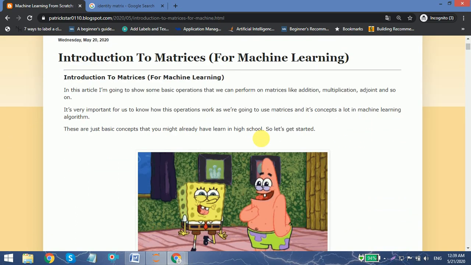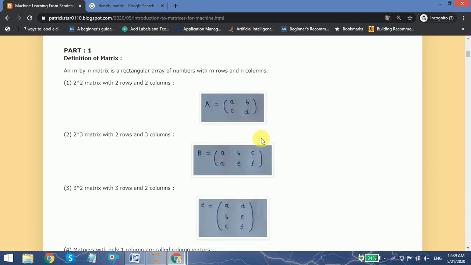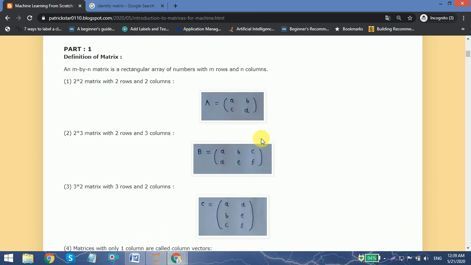Okay, so let's get started. The first part is the definition of a matrix. An m by n matrix is a rectangular array of numbers with m rows and n columns.